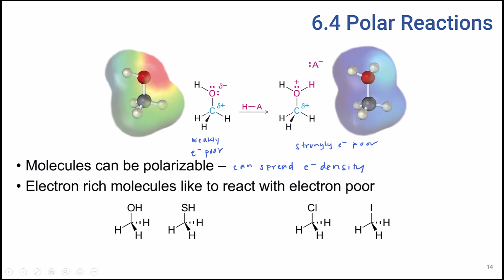And we mentioned before, electron-rich molecules like to react with electron-poor molecules. So things that are mediocre, OH and SH, these are less polarizable. They're not as electronegative as the halides. These ones are more polarizable. So Cl and I are more electronegative. They're also larger molecules, so they can spread the electron density around much better.